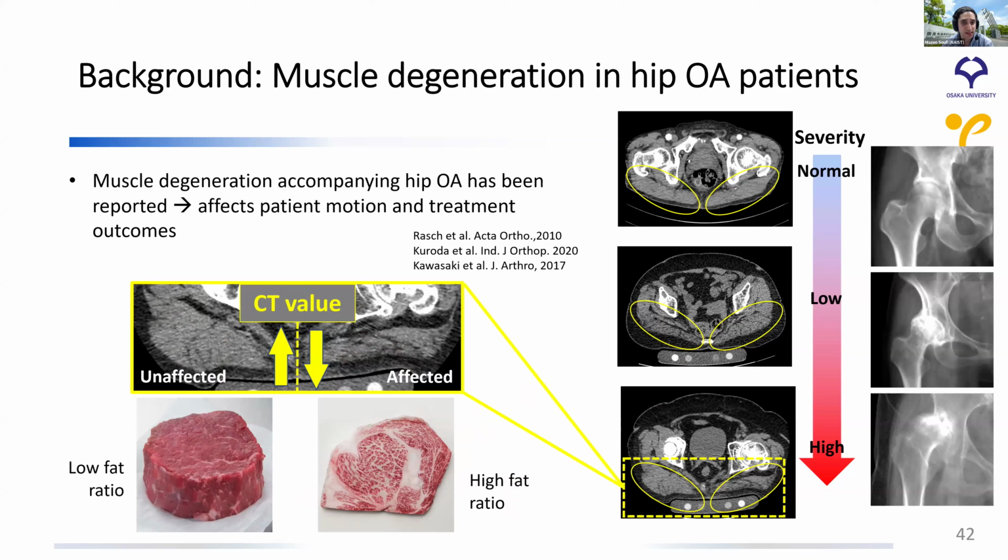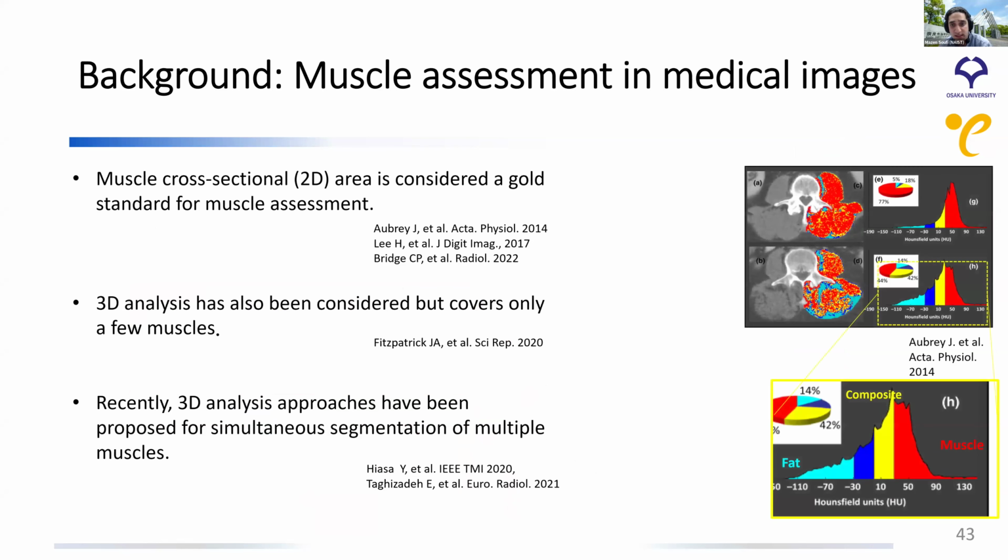And actually, many studies have been working on this and characterizing the composition of the muscles from the CT images. Taking an example, this study in 2014 gave a scale on the CT values for fat, composite, and muscle regions. So using this information from CT images, it can help us know the health or the status of the muscle just by analyzing its intensity values within the CT image.